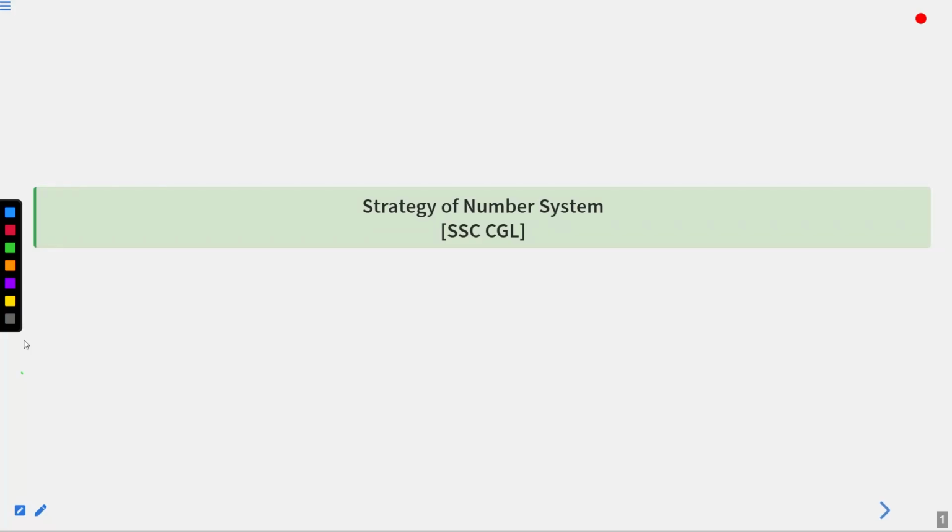Hello students, in today's class we are going to discuss the strategy of preparing the number system for the SSC CGL exam.